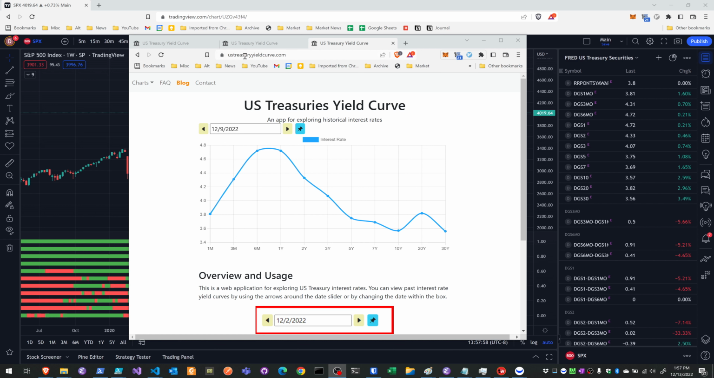Okay, let's talk about the yield curve. There's this cool website, USTreasuryYieldCurve.com. If you load it, it'll basically show you the current yield curve.